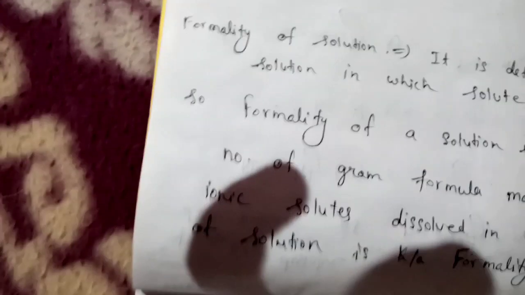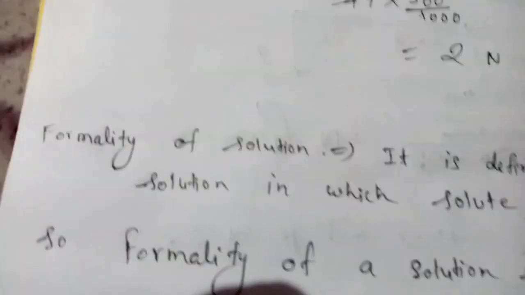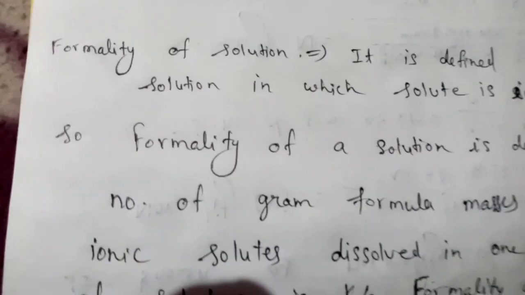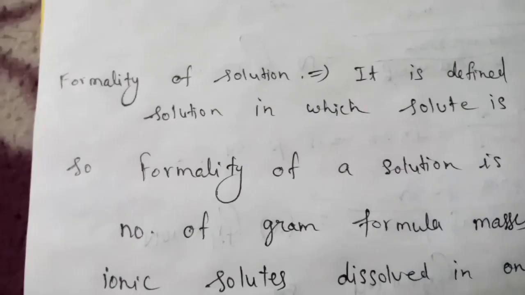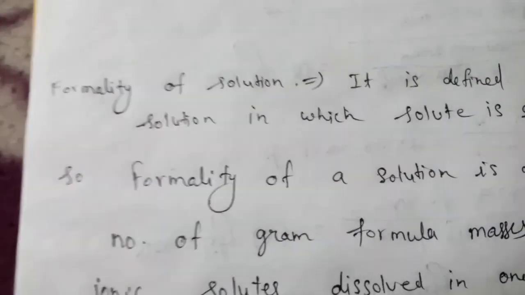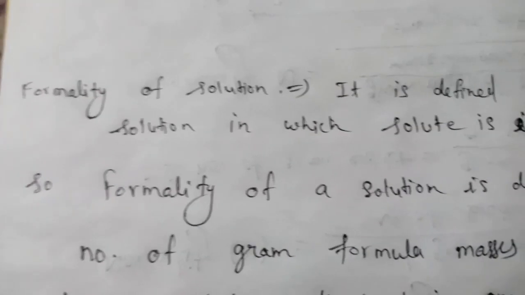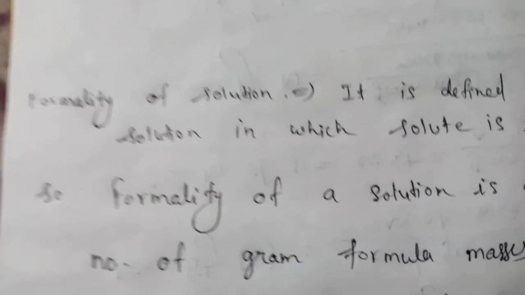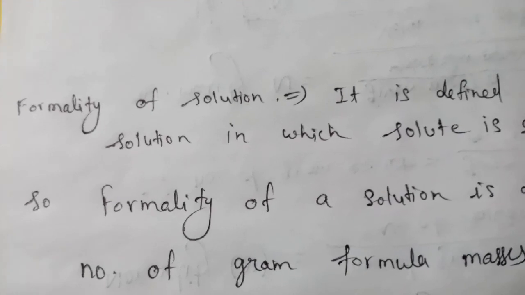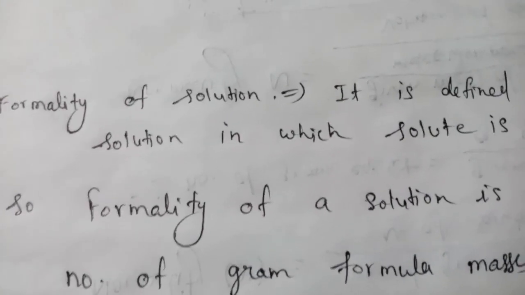Now we will move on to the next topic. Dear students, our next topic is formality of solution. Dear student, formality of solution is used for ionic solutes. For ionic solids, the ionic solids are not a compact molecule as like a covalent compound.